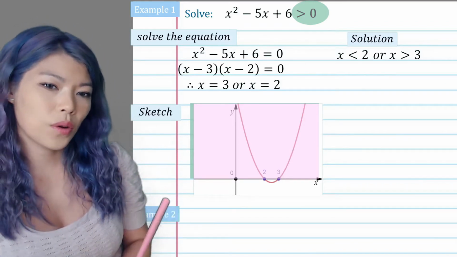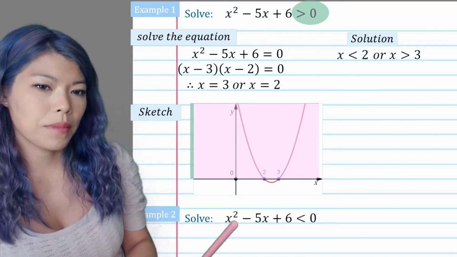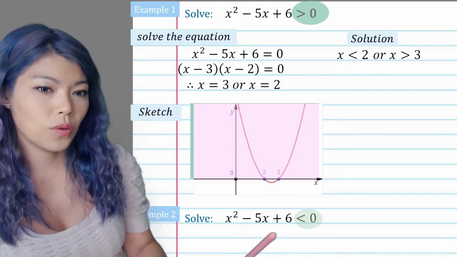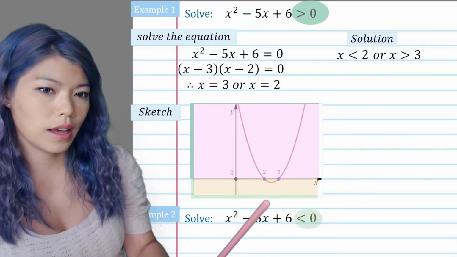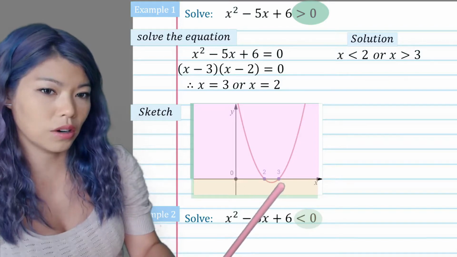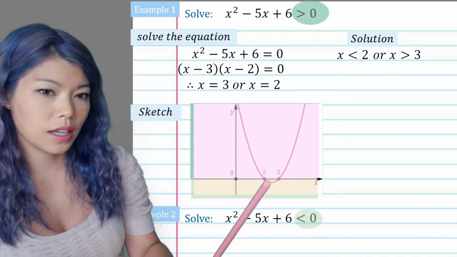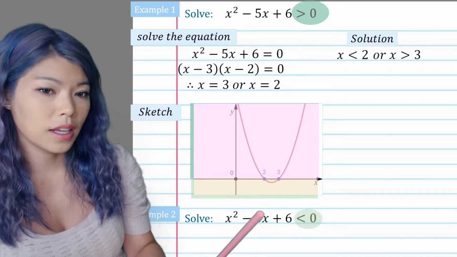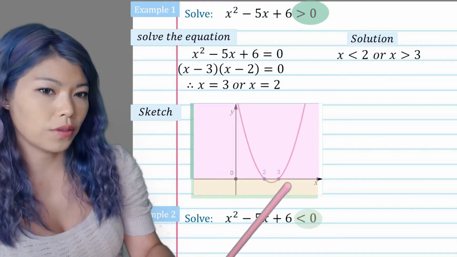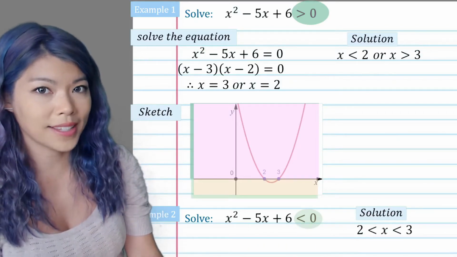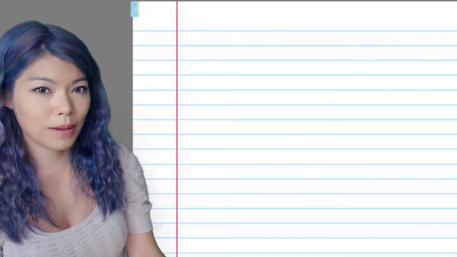What happens if the question asks for x squared minus 5x plus 6 less than 0? In this case, we want below the x-axis, so this section here that I've highlighted in this peachy orange color. For this section, we notice that the x value is more than 2 and less than 3, so between 2 and 3. So if the question asks for less than 0 for this graph, we would have between 2 and 3 as our answer. Let's do a couple more examples.